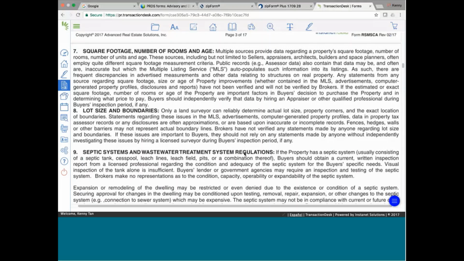Lot size and boundaries, same thing. It says here, only a land surveyor can reliably determine actual lot size, property corners, and the exact location of boundaries. Statements regarding these issues in the MLS advertisements, computer-generated property profiles, data and property tax assessor records, or any disclosures are often approximations. You see that? So if it's advertised at 6,000 square feet lot size, and you actually end up with 5,700, no chance to sue. Most of the time, there's no chance to sue.